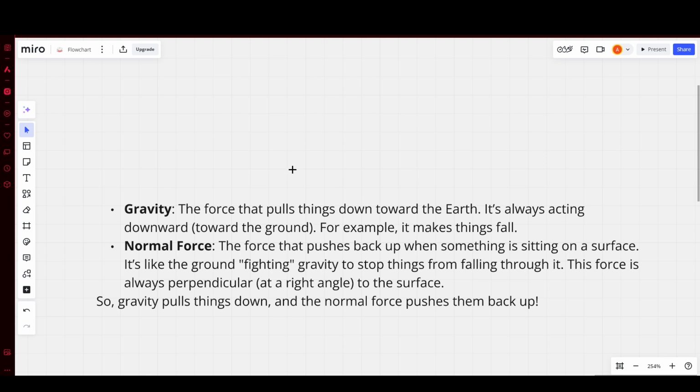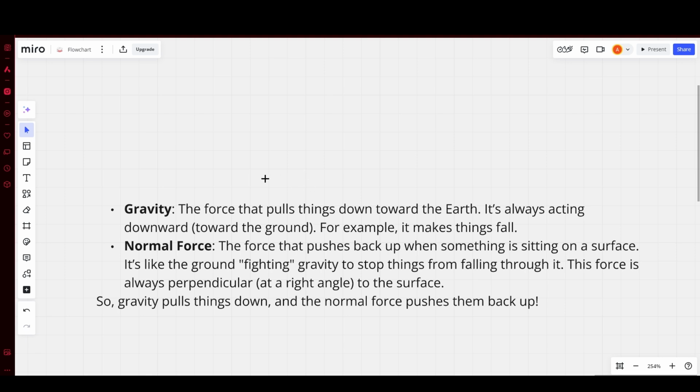But keep in mind, the normal force is always perpendicular to the surface. It's not always going to be directly opposite gravity. But we're going to talk more about that in later parts. So now we know that.